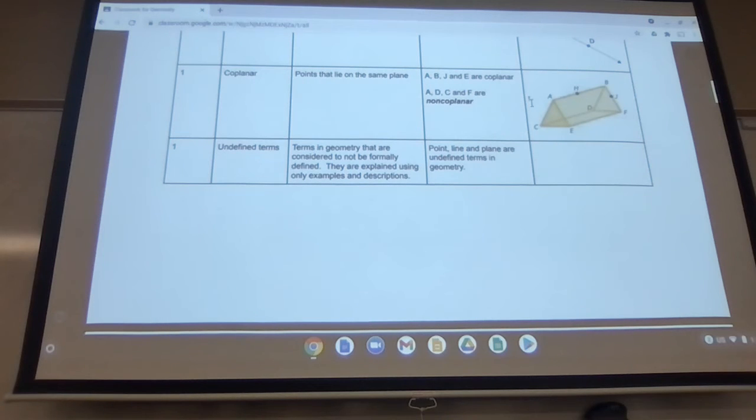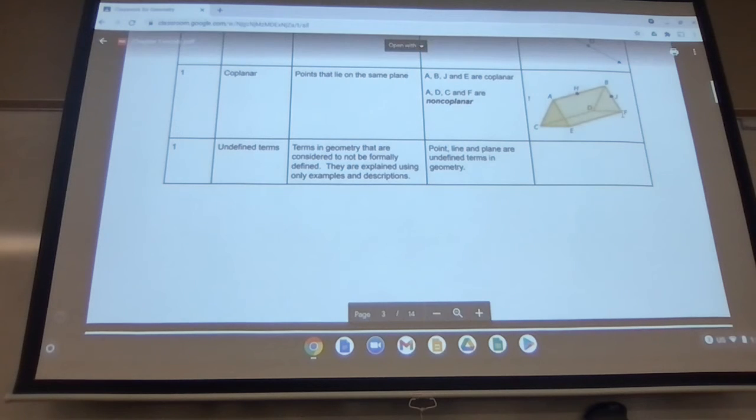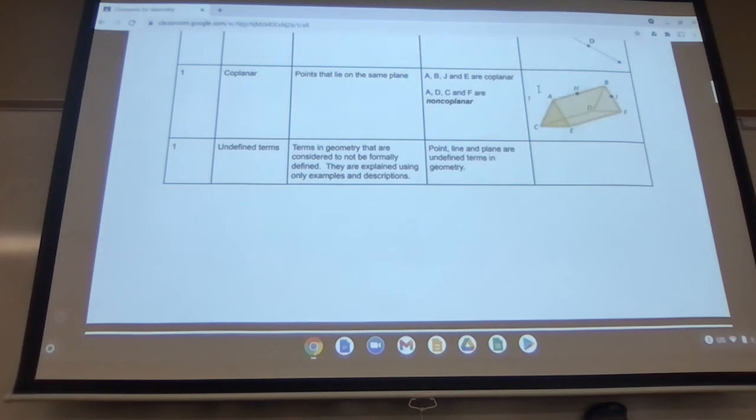But if you have some points that aren't on the same plane, where you can't put a flat surface through all 4 of them, they would be non-coplanar. Example of that, A, B, C, and F. Here's point A up on top, here's point C, here's point D, and F is all the way over here. You could not put a flat surface that connected points A, C, D, and F together. There's no way to put the flat surface going through those. So they're non-coplanar. So again, if they are on the same plane, they're coplanar. If they're not on the same plane, not coplanar.